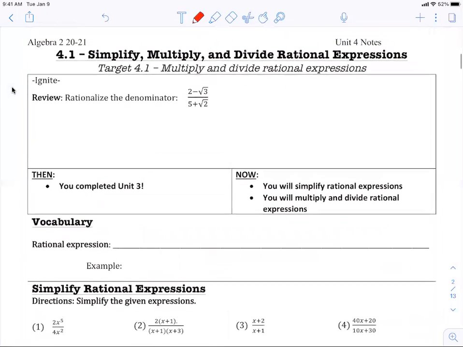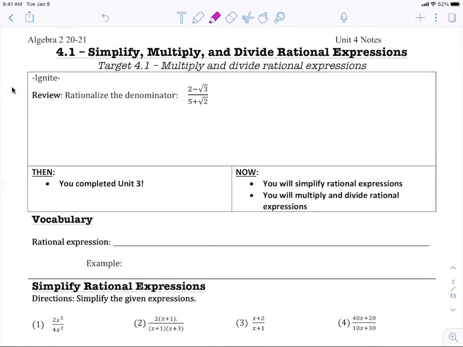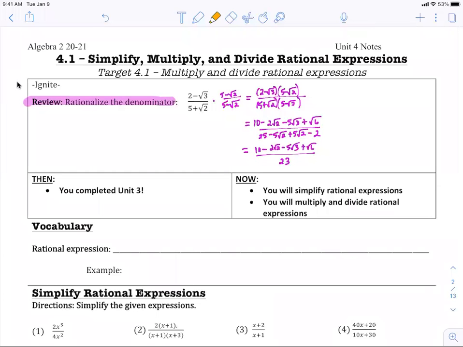So as always, before we get started, if you guys could all give the Ignite problem, the problem at the top of the page, a shot, now's the time to do that. So pause your video and try and rationalize the denominator. All right, answers on the board.